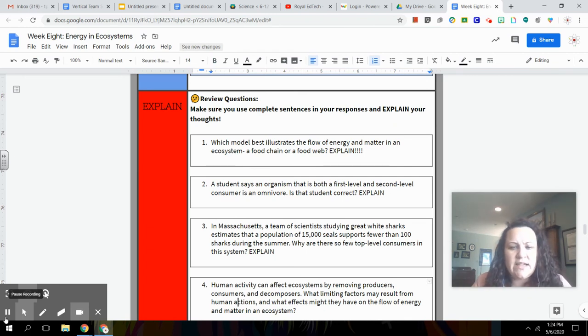Okay, for this red section, the explain part of this assignment, I want you to explain all of your answers in complete thoughts and complete sentences. Number 1 says, which model best illustrates the flow of energy and matter in an ecosystem? Is it a food chain or a food web? Well, we touched on this a second ago, so hopefully you should be able to come to the correct conclusion here. But you don't want to just give me a one word answer, or say it's a food chain if you think that's the right answer. I want you to explain your thought, explain what you're thinking, which means you need to put a little bit more, like a because statement. I think this is the correct answer because, and that helps explain your thought.